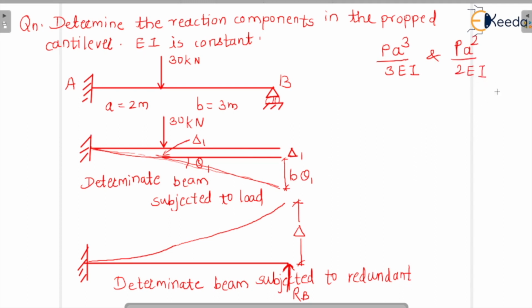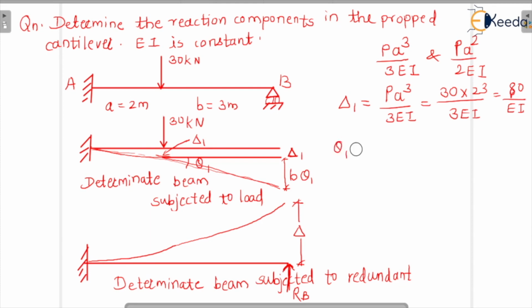So here we can write delta 1 is equal to PA cube by 3EI. What is P here? P is nothing but 30 kilonewton. 30 into A is 2, so 2 cube by 3EI. So this becomes 80 by EI. Now what is the rotation? Rotation is PA square by 2EI.